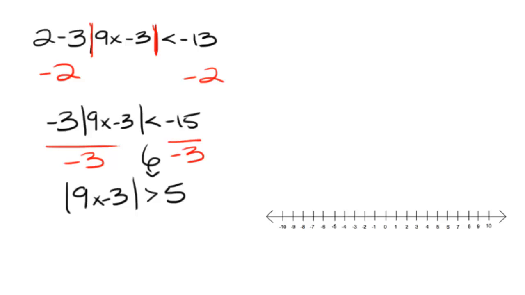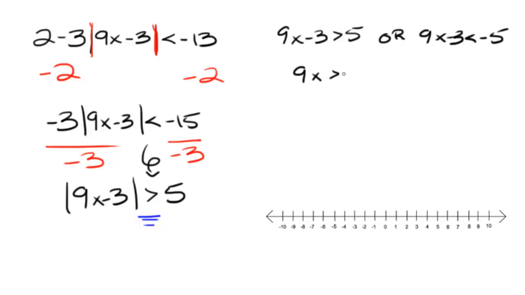All right. Now I have to analyze this, a less than or greater than statement. This is a greater than statement. This will give us two disjoint sets. To find these sets, my first one is the 9x minus 3 is greater than 5. This is exactly the same statement without the absolute value signs. The second one is the same, except I flip the inequality sign and make it a negative 5. Okay, so I'm going to solve these two inequalities.